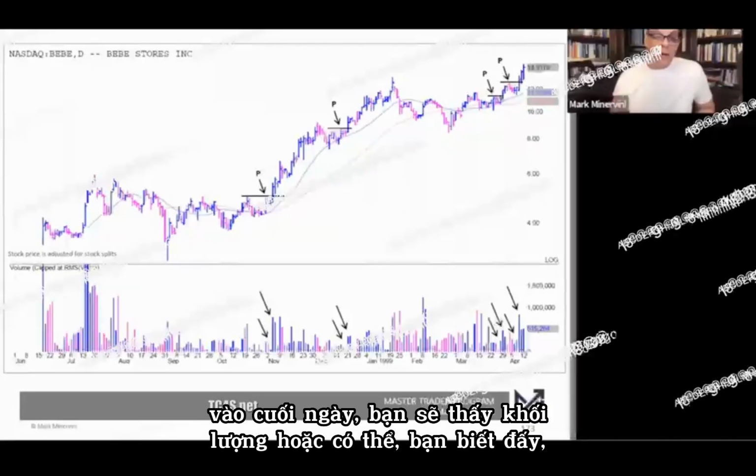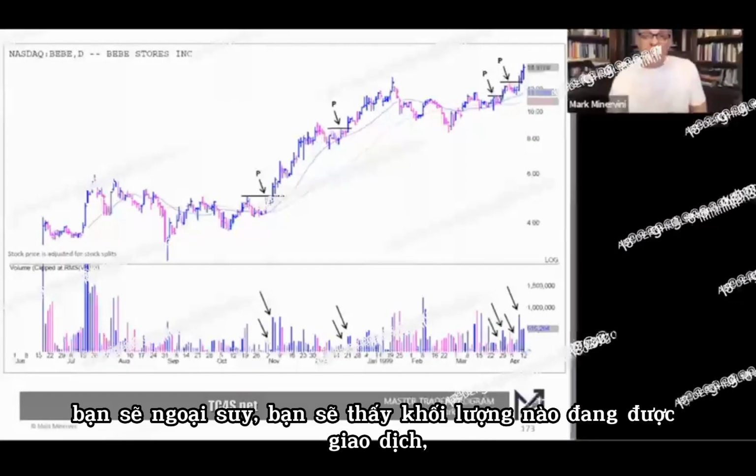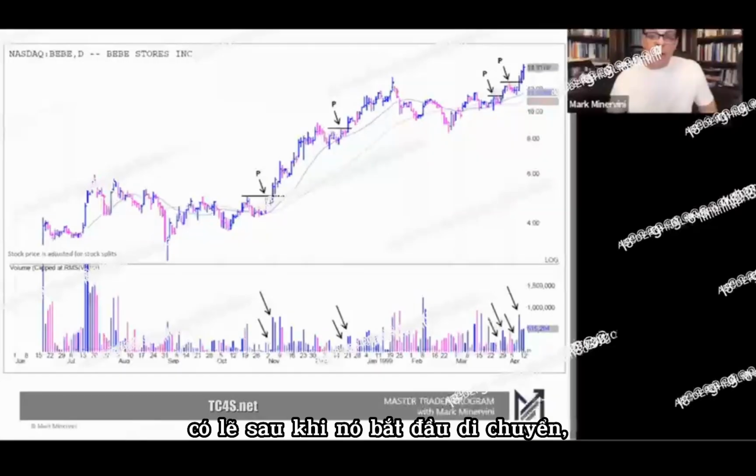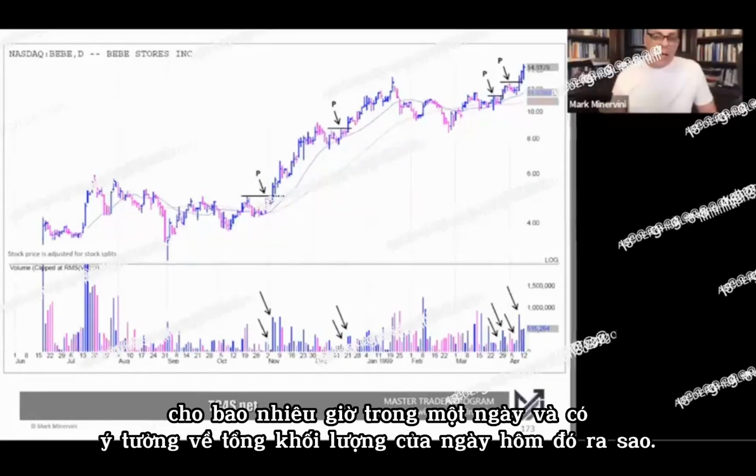At the end of the day, you'll see the volume, or maybe the stock breaks out at 10 a.m. and what you'll look for is you'll extrapolate. You'll see what kind of volume is trading. Maybe after it starts moving, you see what's traded in the first couple hours, and then you can divide that by how many hours in the day and get an idea of what the run rate is.